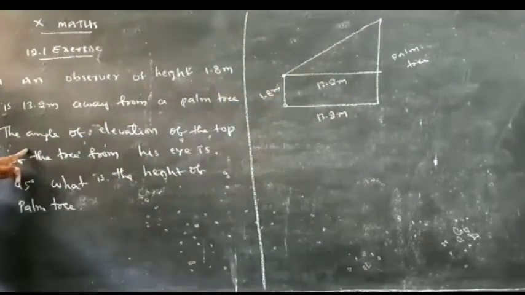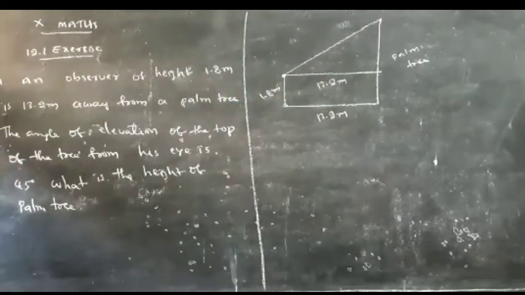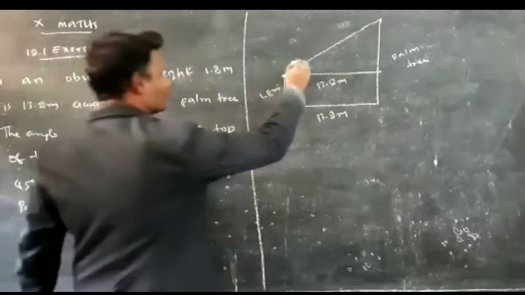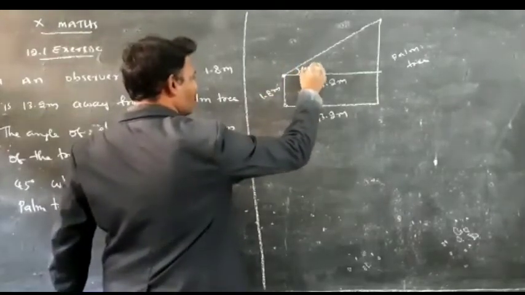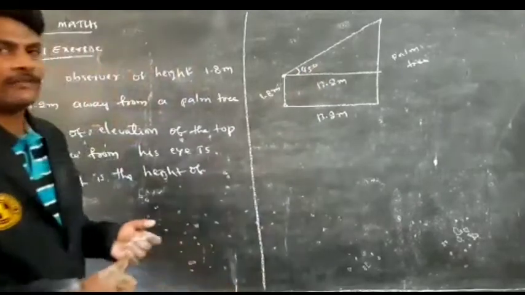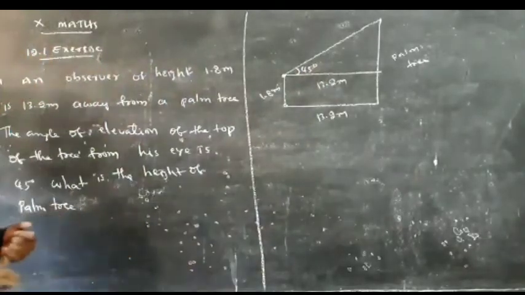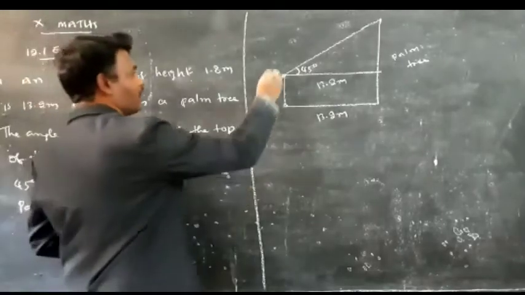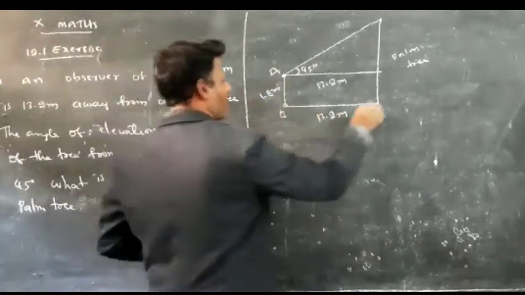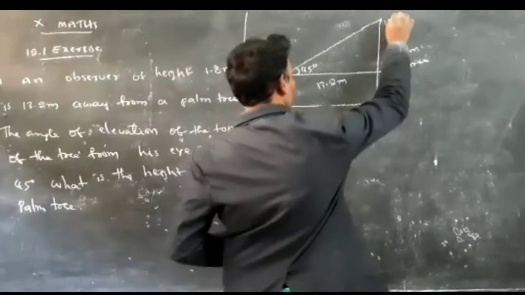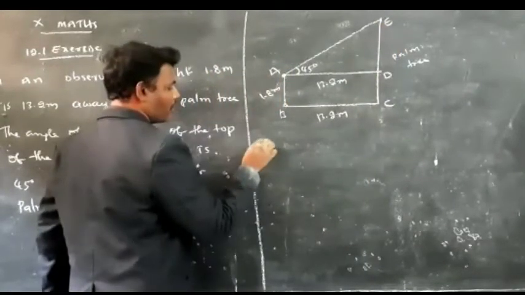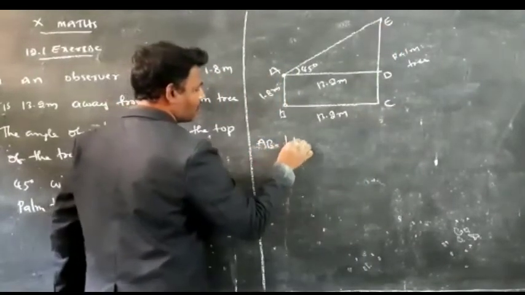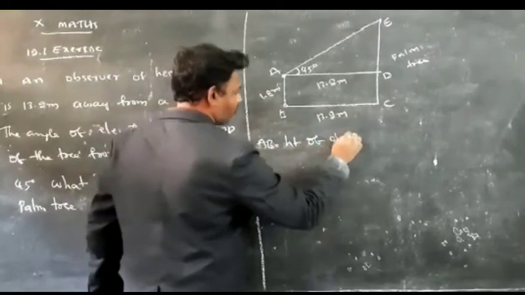The angle of elevation of the top of the tree from his eye is 45 degrees. So the top of the tree makes a 45 degrees angle of elevation. Now you have to find the height of the palm tree. Now I am taking the names A, B, C, D and E. What about AB? AB is nothing but HT, meaning the height of the observer.